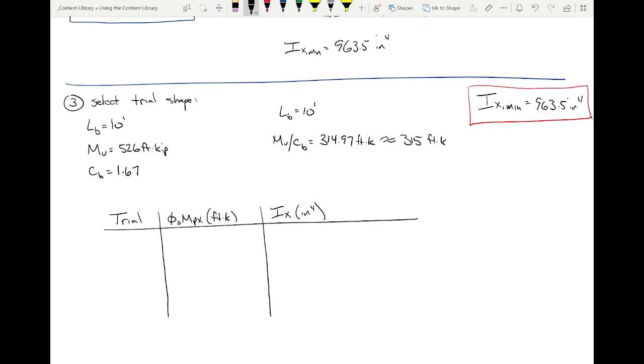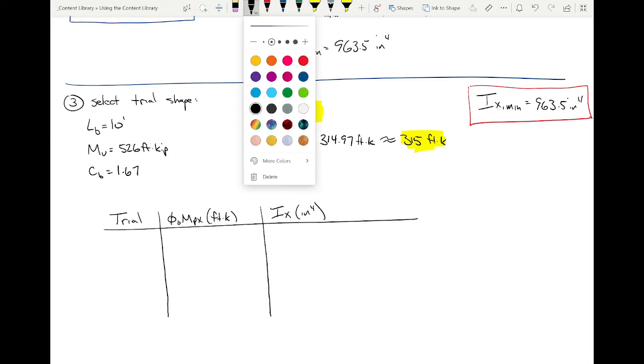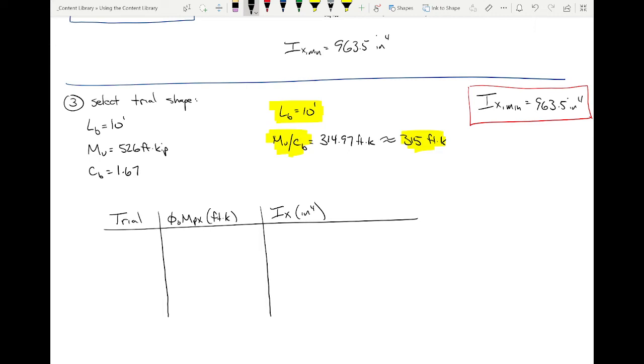Okay. So help me out. We're going to do a lot of page flipping on this, so just be aware of it. Give me the first trial shape that you find that has an Lb of 10 feet and an Mu of 315. What's the first trial shape? Okay, a W21x48. I want to make sure everybody is finding that. Is everybody finding that?